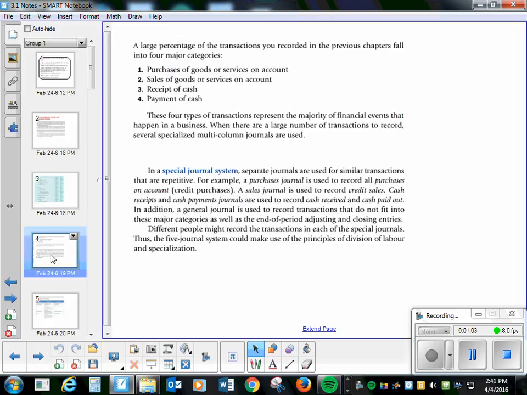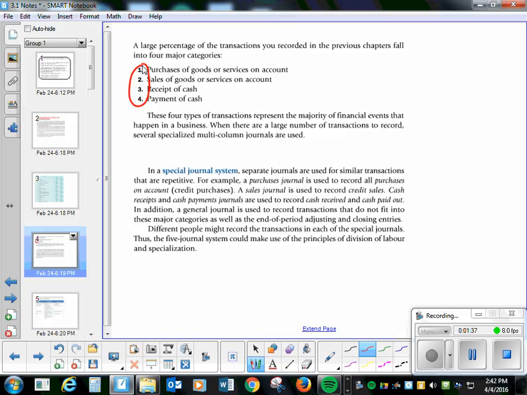So those are the four here. These are the four main things or categories. And these four things represent a majority of the transactions in a business. So in a special journal system, separate journals are used for similar transactions that are repetitive. For example, a purchase journal is used to record all purchases on account, which are credit purchases. A sales journal is used to record the credit sales. Cash receipts and cash payment journals are used to record cash received and cash paid out.